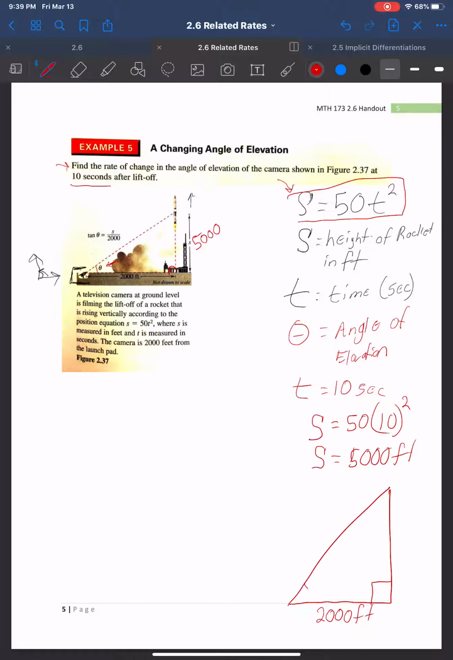And we know that 10 seconds after liftoff, that rocket is 5,000 feet in the air. Now, do we know the hypotenuse? No. Could we figure it out? Yes. But let's see where we are in this problem.